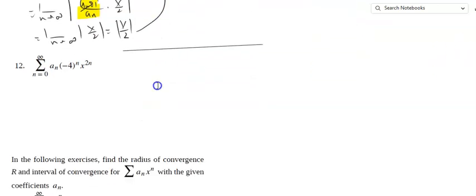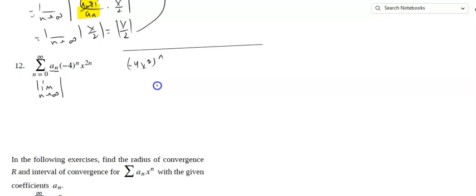Same deal here. Again, I don't know what a sub n is, so I don't know if this is geometric. We're going to use the ratio test. Limit as n approaches infinity. Now here I could use the root test if I wanted, because I could say that's -4x squared to the n, take the nth root of that. That works as well. It's up to you. Doesn't really matter. So I could show you both.